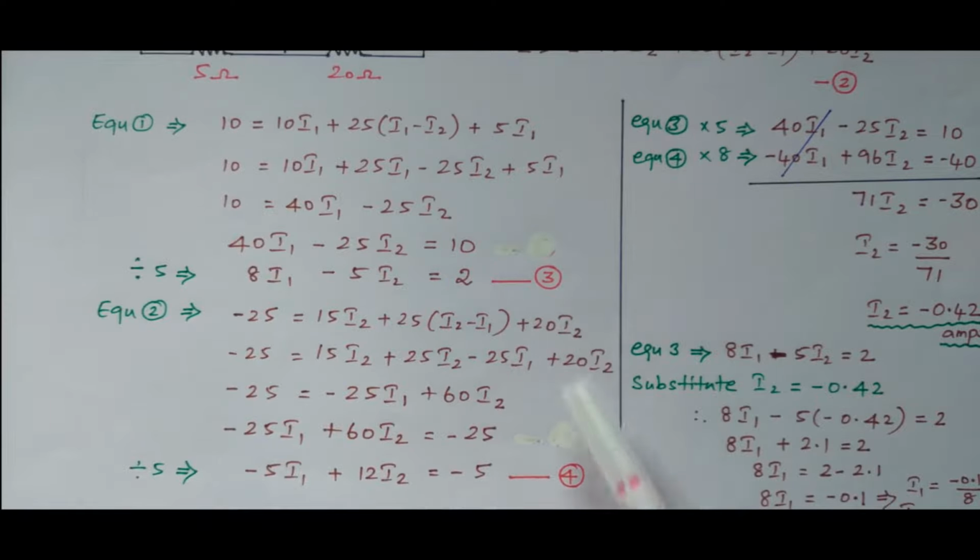Now we got equations 3 and 4, the simplified forms of equations 1 and 2. By solving these two equations, we can find the value of I1 and I2. How to solve this? We can cancel any one term, either I1 or I2. Here 8 I1 is available, here 5 I1 is available. So we can multiply equation 3 with 5, equation 4 with 8, so that we'll get 40. So we can cancel the term I1.